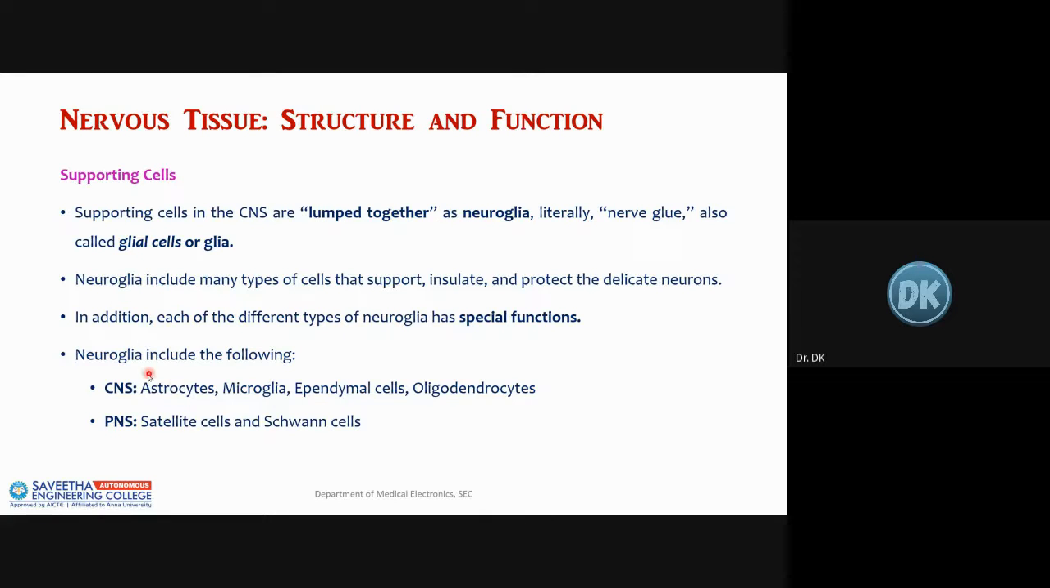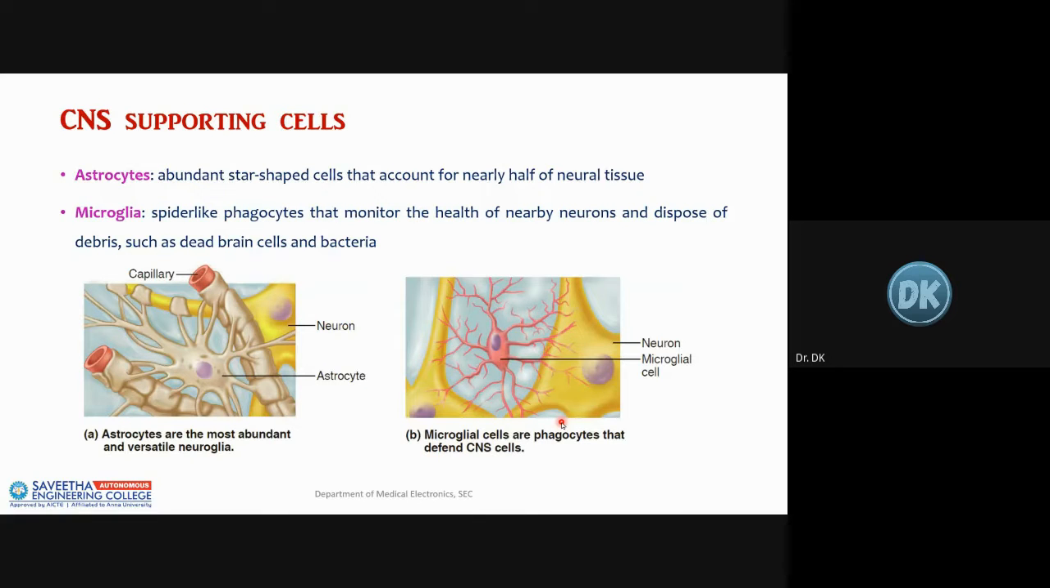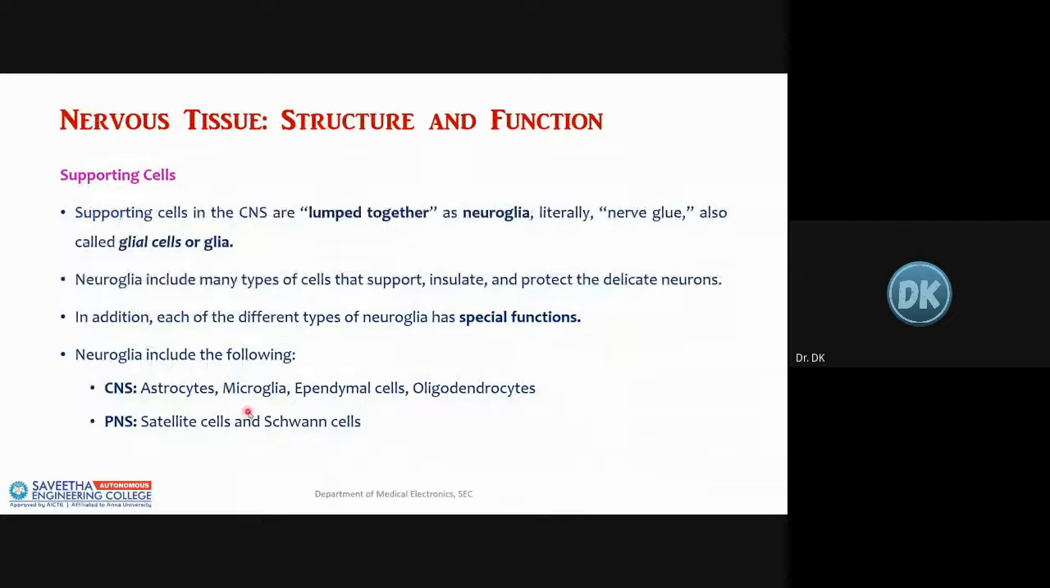Neuroglia has different types of cells. In the central nervous system we mainly find astrocytes, microglia, ependymal cells and oligodendrocytes. In the peripheral nervous system you find satellite cells and Schwann cells. These are the different cells found. Let's see each one in detail. In the central nervous system we saw four different types, and in the peripheral nervous system two types.